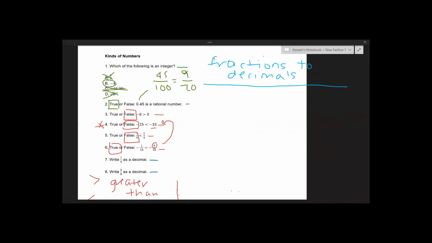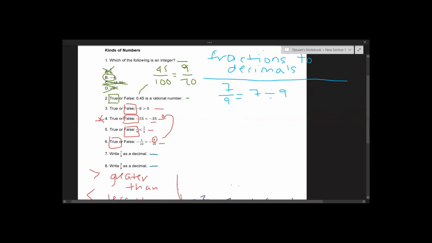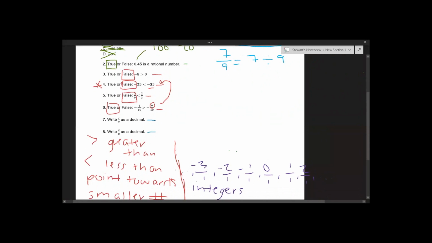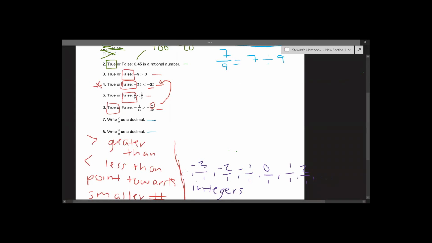So let's consider the first one, 7/9. This is the same thing as saying 7 divided by 9. So that's exactly what we're going to do. We're going to divide 7 by 9. Now this is probably different than the division you've seen before, like normal division.